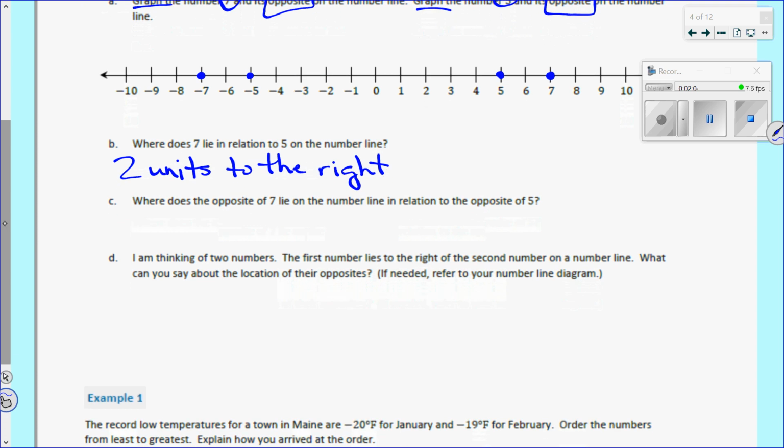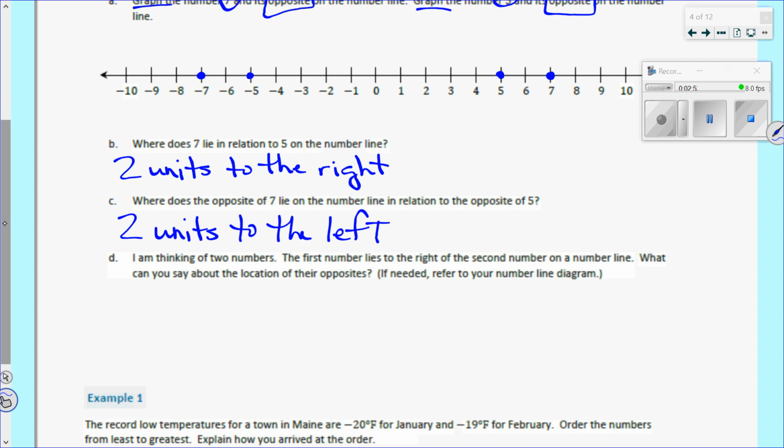Now, where does the opposite of 7 lie on the number line in relation to the opposite of 5? In other words, if I start at negative 5, how do I get to negative 7? What do you guys say? 2 units to the left. Is there anybody who doesn't see that? Okay? So I'm thinking about 2 numbers. They're both positive. In other words, they're going to be to the right of 0. The first number lies to the right of the second number on the number line. Does everybody have the picture so far?